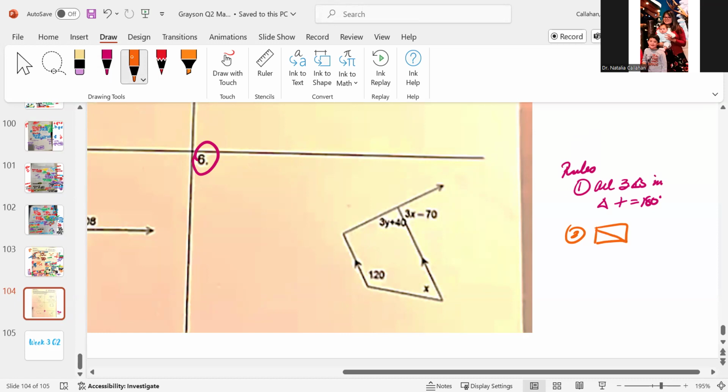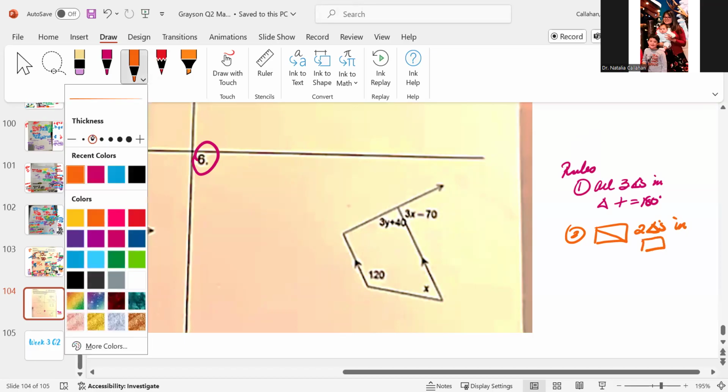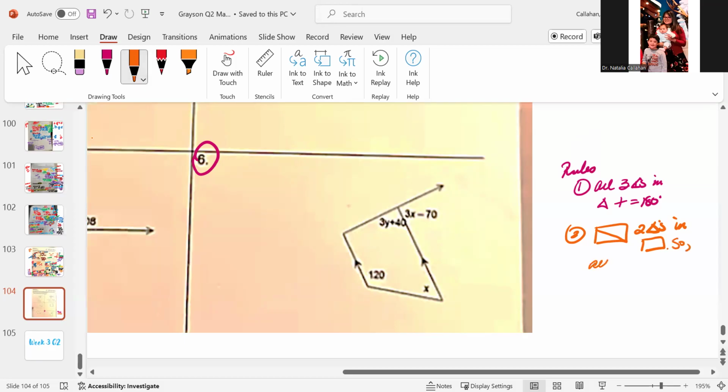You see how there are two triangles in a quadrilateral? So all four angles in a rectangle add up to 180 plus 180, because there are two triangles, which is 360. You see that?